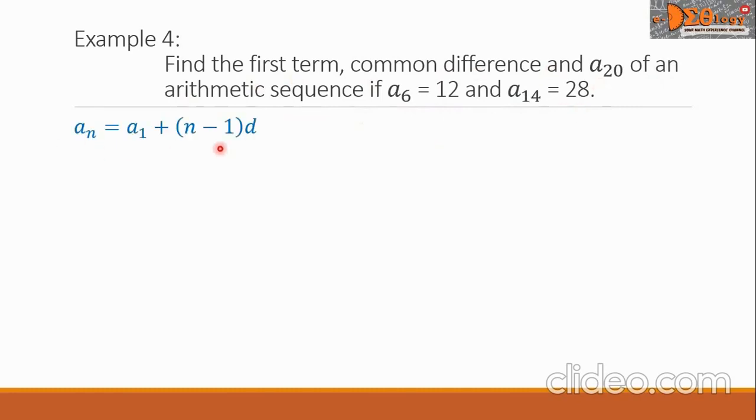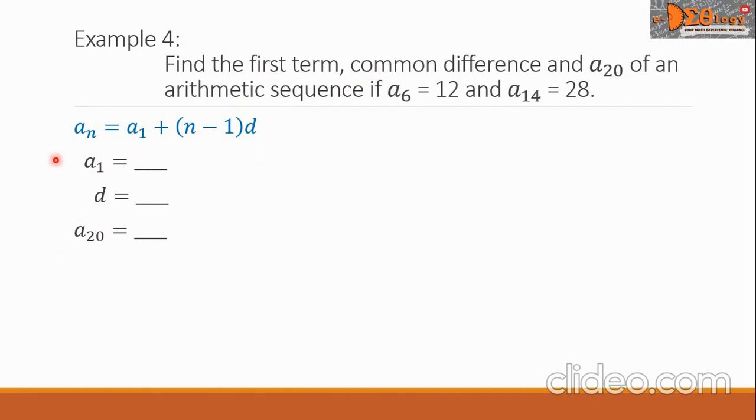The general term formula is here. Then let us write what is required in the problem. The first is the a sub 1, that is the first term. Next is the d, the common difference, and a sub 20, the 20th term. We can solve this a sub 20 once we know the first term and the common difference as a requirement in the general term formula.